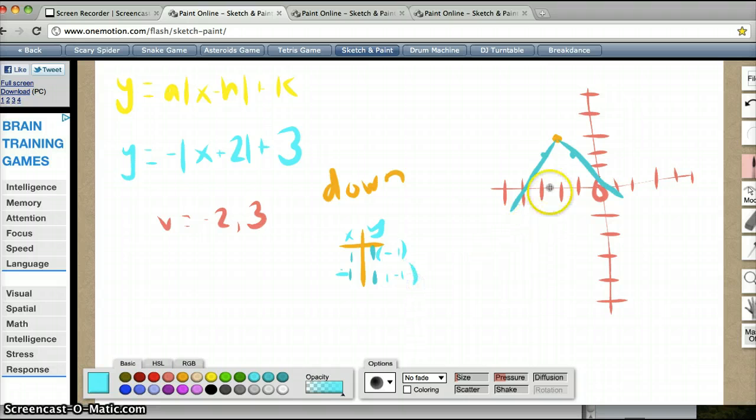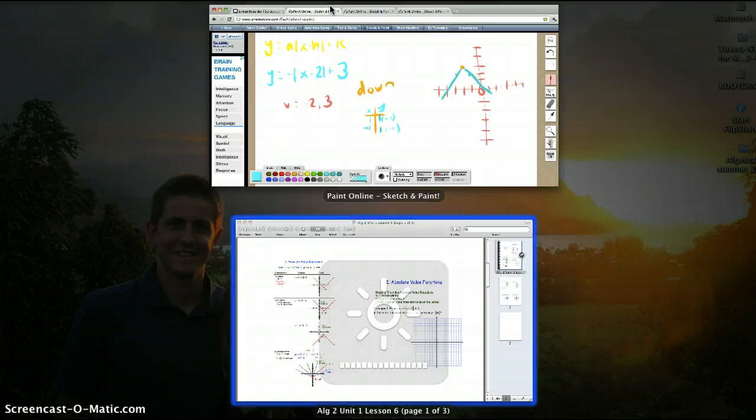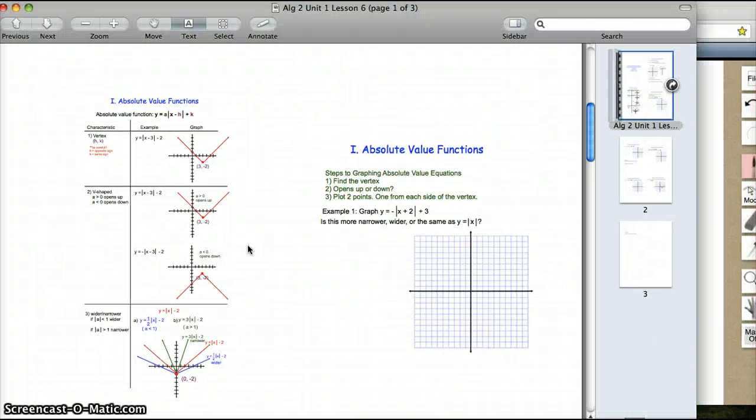So what I'm going to do here is I'm going to start at my vertex, and the first point says to go over 1, so positive 1, down 1. Then here it says to go over negative 1, down 1. Then I just go ahead and graph my points, and you're done. So let's look at example number 2.